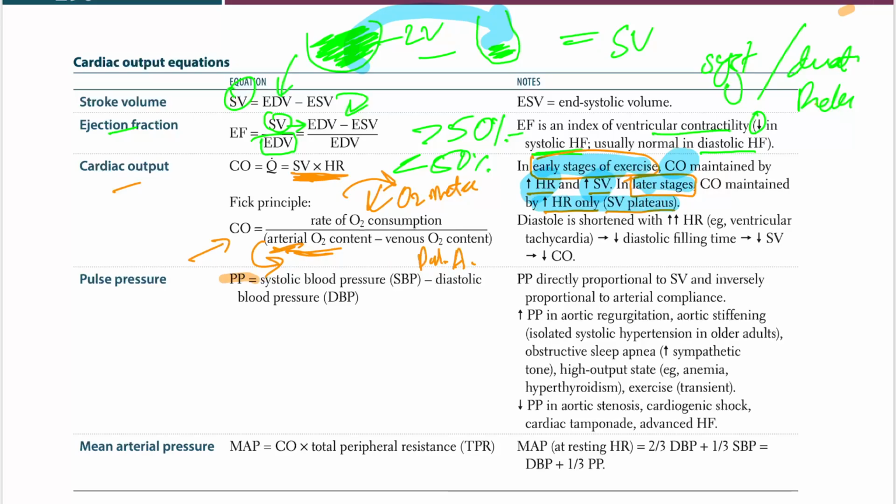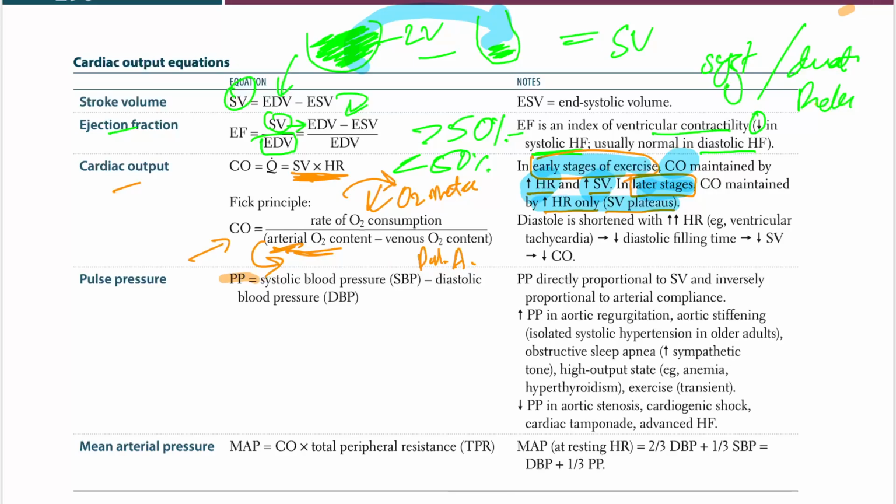Okay. To remember this, just remember that when somebody's exercising, you don't think about stroke volume. What do you think about? Heart rate. You say, oh, the person is exercising, of course he's going to have a lot of tachycardia. He's going to be having increase in heart rate. So in later stages, you just have increase in heart rate, while in early stages you have increase in heart rate and increase in stroke volume.